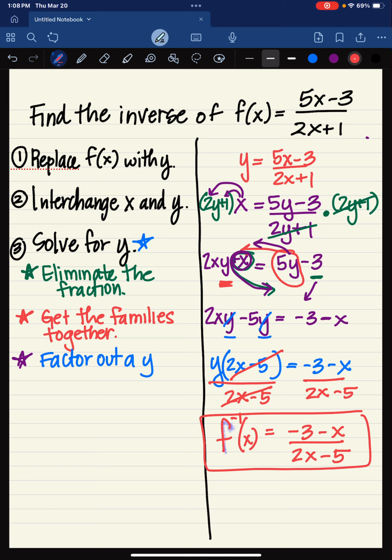Now, there's actually more than one correct answer to this one. You and your study partner might have moved things to opposite sides, where the arrows are. So if you had made this a positive 3 and a positive x, and a negative 2x and a positive 5, that would also be correct. It just means you moved yours to a different side than I did. So remember that if every sign is different, that's also a correct answer.